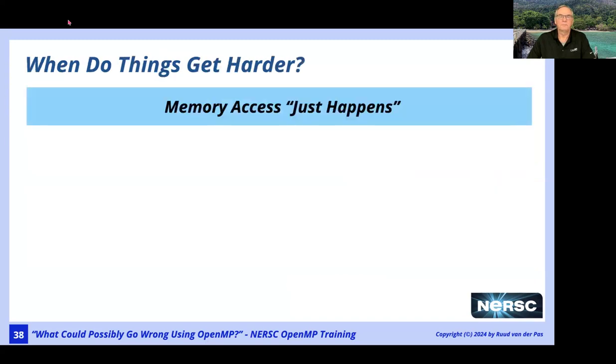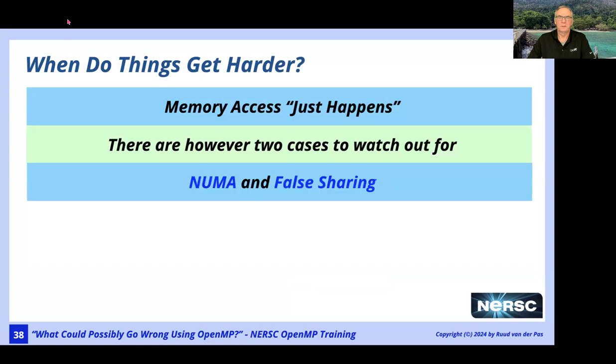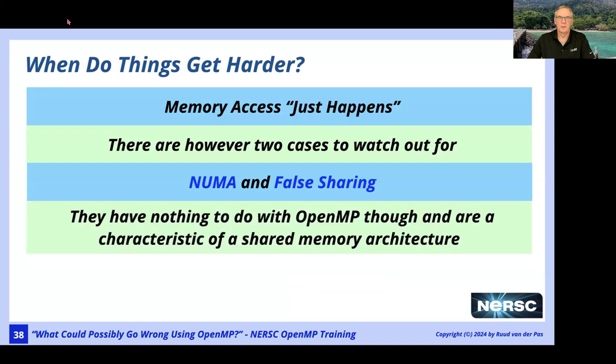So, what do you have with OpenMP? Well, the nice thing is memory access just happens. You need variable A, you will get variable A. That's the beauty of it. But there are two things that can get in the way of your performance, and they're called NUMA and false sharing. I want to point out NUMA and false sharing have nothing to do with OpenMP. They are a result of the fact that we use distributed shared memory systems and a shared memory programming model. So you can have exactly the same things in Java or Postgres. So it's not related to OpenMP, but since we're using OpenMP, we better be aware of it and see how we can handle it.